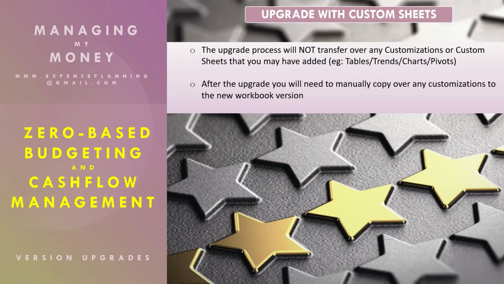Now, a couple of comments. Upgrading with custom sheets: if you have used sheets 1, 2, and 3 at the end of the workbook, they're all custom. They allow you to put in your own pivot tables, charts, etc. The upgrade process will not transfer any customizations that you made to those sheets. So any tables, trends, charts, pivots, after the upgrade, you'll need to manually copy over any customizations and recreate them in the new workbook.